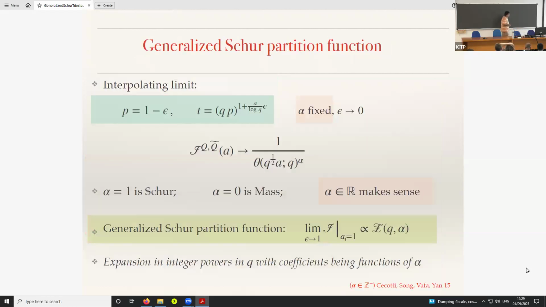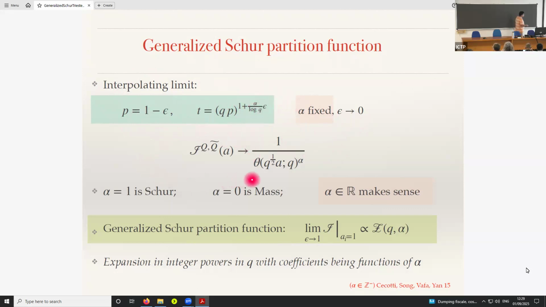Okay. So since we have this regularization of this divergence by first setting Q equals T, one can wonder whether there is another way in which we can take this limit, which is consistent with the mass deformation, which is not the Schur limit, but something more general. So we want to take a limit where P goes to 1 and Q goes to T, okay? And we will do it in the following way. We will take P equals 1 minus epsilon, and in the end, we will send epsilon to 0. And we take T equals QP to this monstrosity with some parameter which I take to be alpha here.